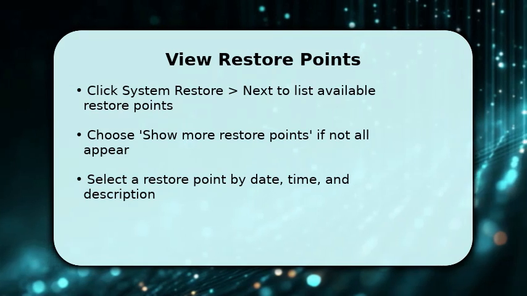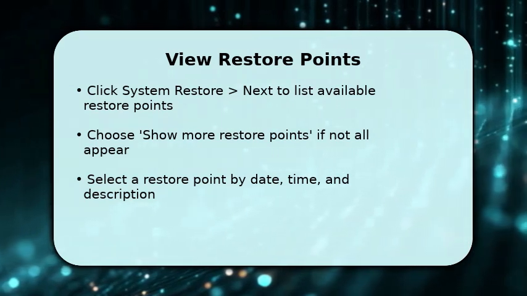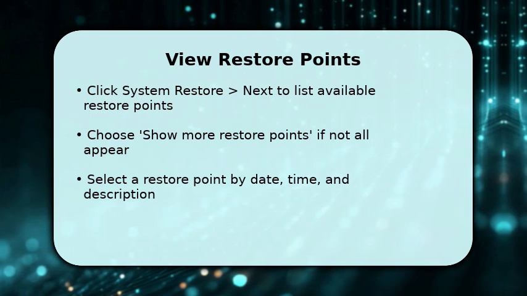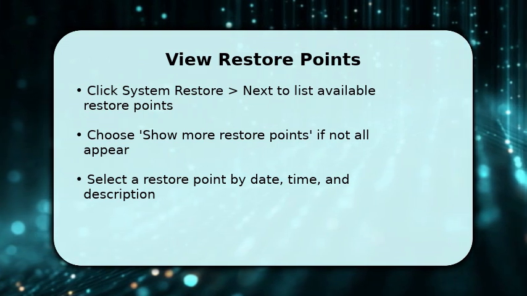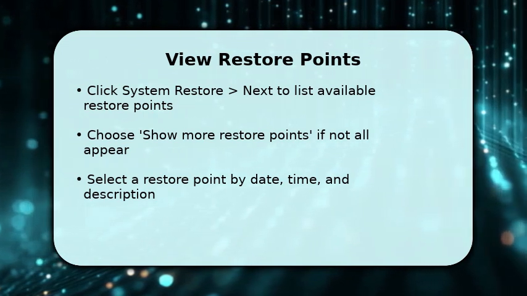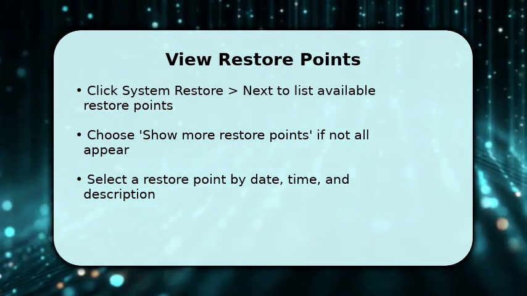Now you'll view and evaluate the restore points available to you. Click the System Restore button, then Next. Windows will populate a list with dates and brief descriptions. Make sure to check Show More Restore Points to reveal older or less frequent snapshots. Look at timestamps and descriptions to pick the point taken before the issue began.